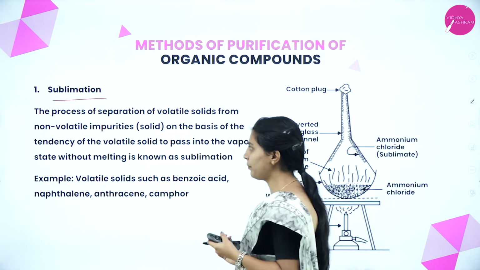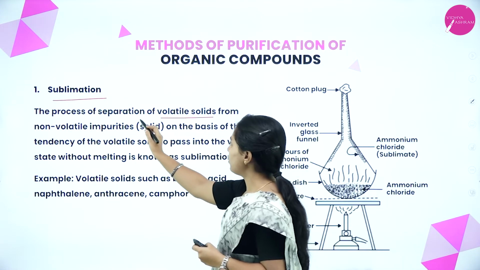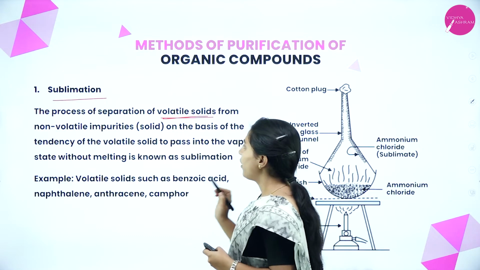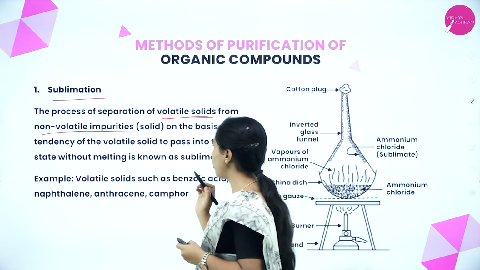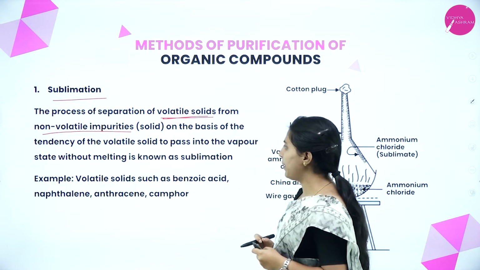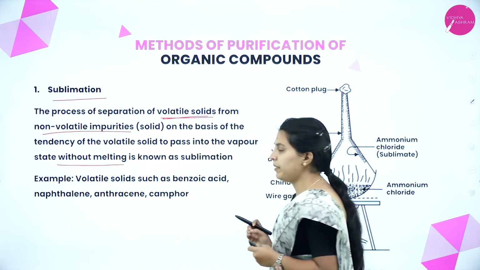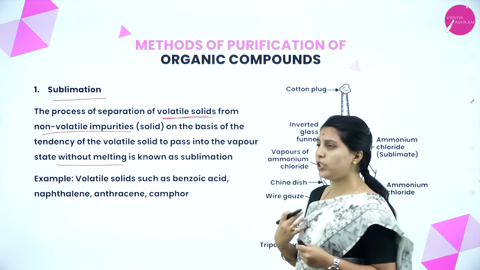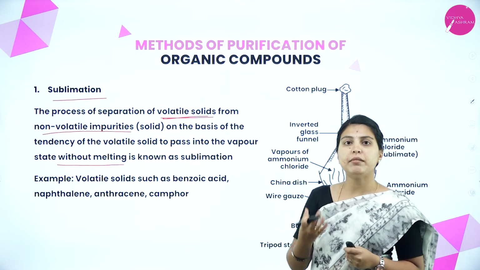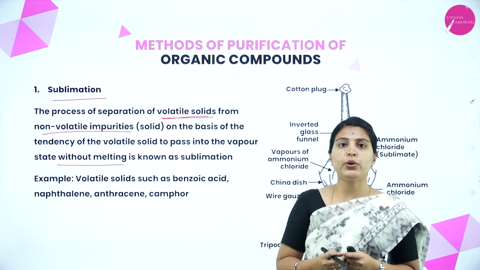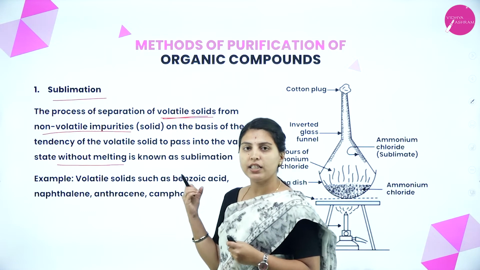What is that process and how does it happen? The process of separation of volatile solids from non-volatile impurities on the basis of the tendency of the volatile solid to pass into the vapor state without melting is known as sublimation. It means a process of separating a volatile solid, a solid which, without melting, will be converted into its vapor state. That will be called volatile.